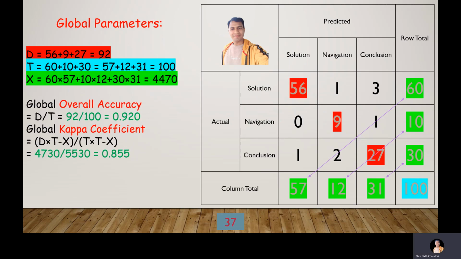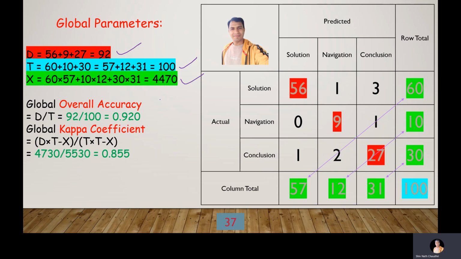Now, to calculate the global parameters, try to recall the formula or go backward in the video to see these formulas. If you want to try to calculate by yourself, then pause the video. Otherwise, I am explaining. First of all, calculate three variables D, T and X. As we know, D is the sum of principal diagonal elements, T is the sum of all the elements in the confusion matrix, and X is the sum of products of corresponding rows and columns.